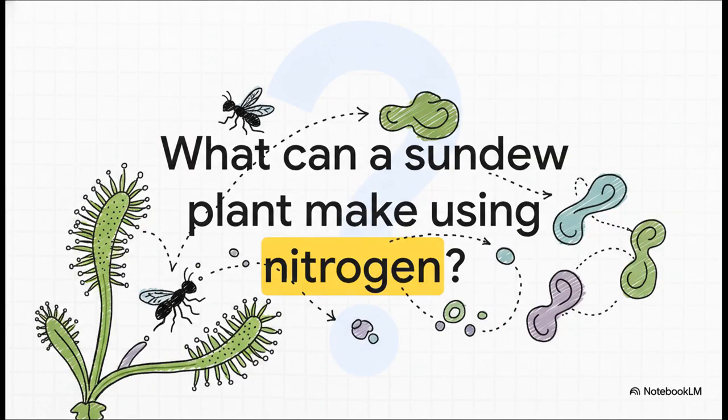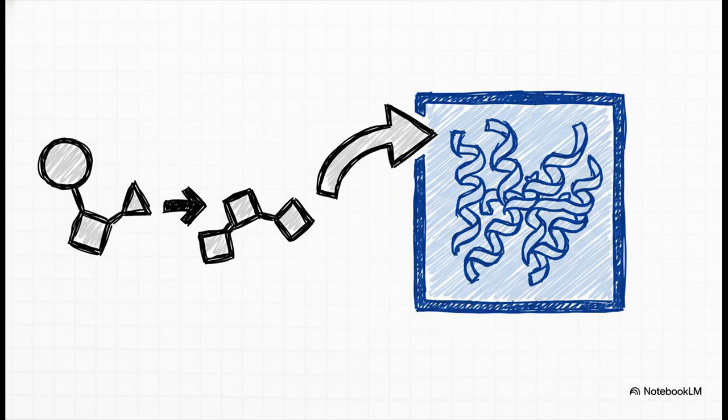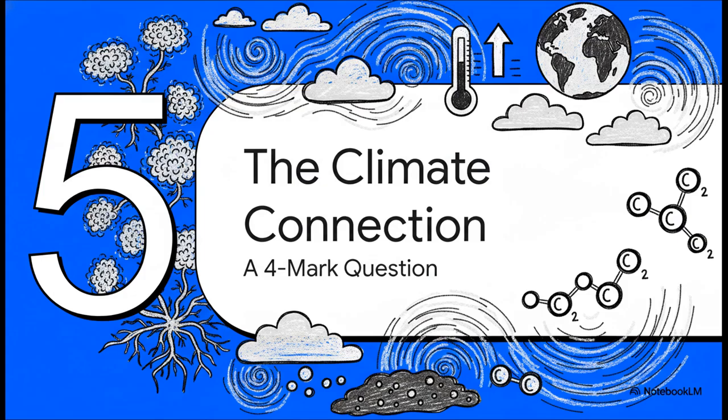And the last of our quickfire round, 2.4. The sundew also gets nitrogen from those insects. What does it build with that? Protein. Simple as that. Nitrogen is the key ingredient in amino acids, and amino acids build proteins. Boom. Another straightforward mark. Okay, now for the grand finale of this question.